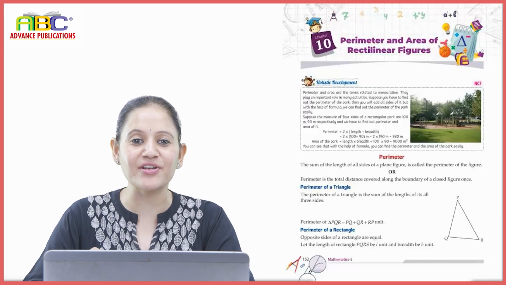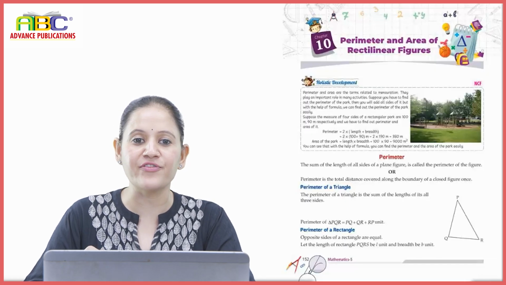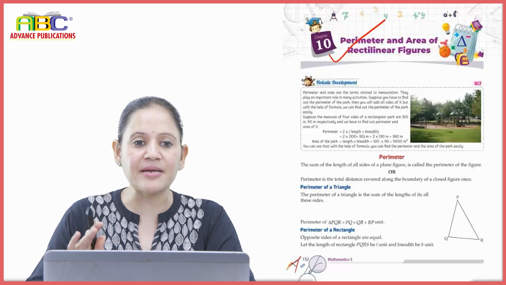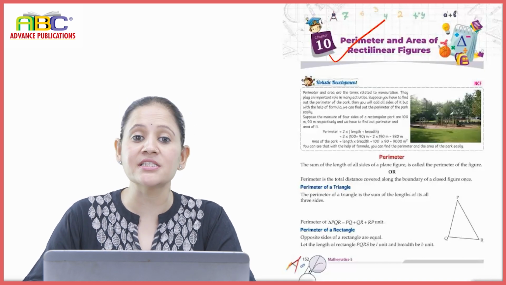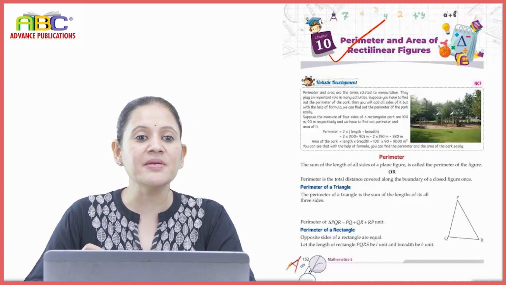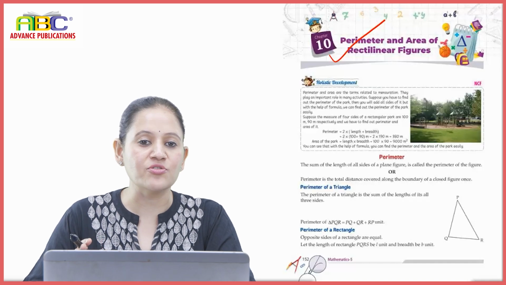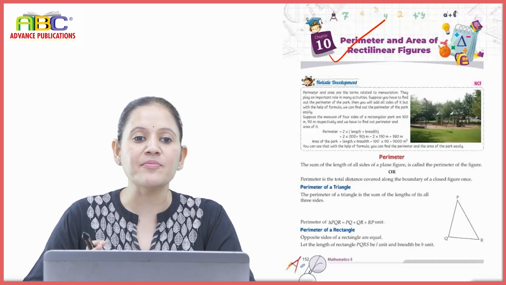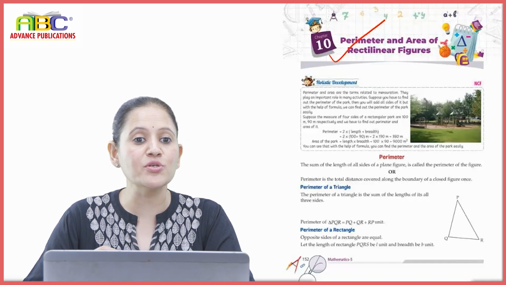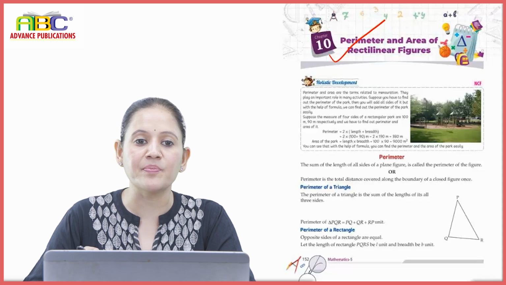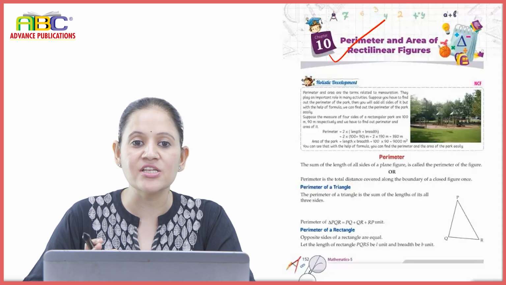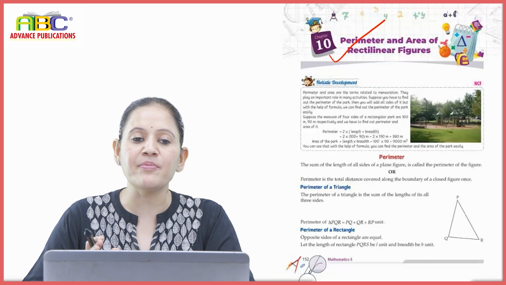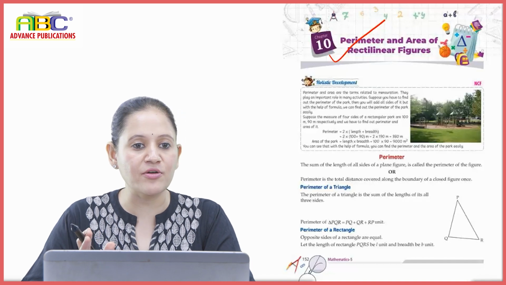Maths class, and today we'll do perimeter and area of rectilinear figures. In this chapter we will learn how to find the perimeter and area. Perimeter and area are terms related to mensuration. They play an important role in many activities. Suppose we have to find the perimeter of a park, then we will add the sides of it. But with the help of the formula we can find the perimeter of the park easily.